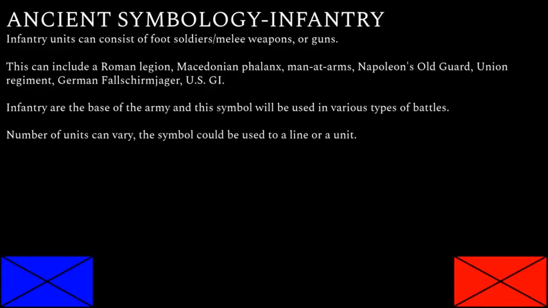Ancient symbology, infantry. Infantry units can consist of foot soldiers with melee weapons or guns. This can include a Roman legion, Macedonian phalanx, men-at-arms, Napoleon's Old Guard, a Union regiment, a German Fallschirmjäger, or a US GI. Infantry are the base of the army, and this symbol will be used in various types of battles. The number of units can vary. The symbol could be used for a line or a unit.